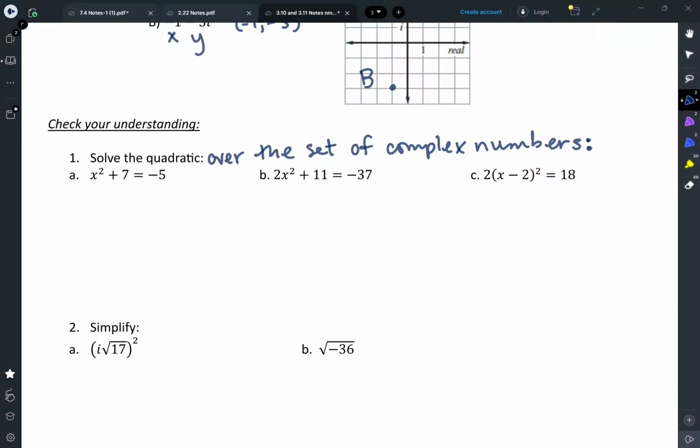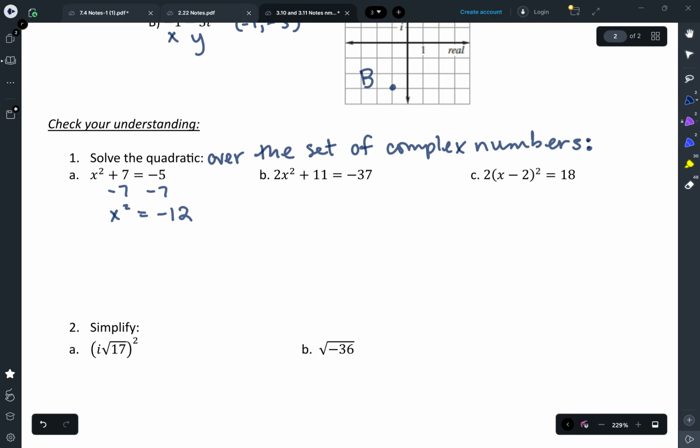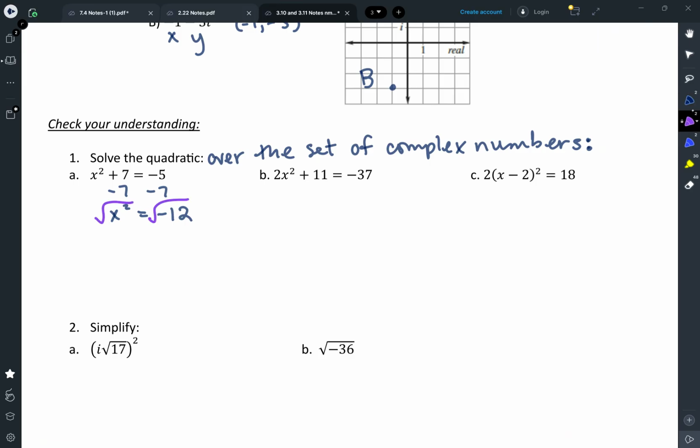So the first problem, I want to subtract 7 on both sides because I want x squared by itself. x squared is going to equal negative 12. Now that I have x squared by itself, I can square root both sides. When we have a square and then a root, it's always absolute value.